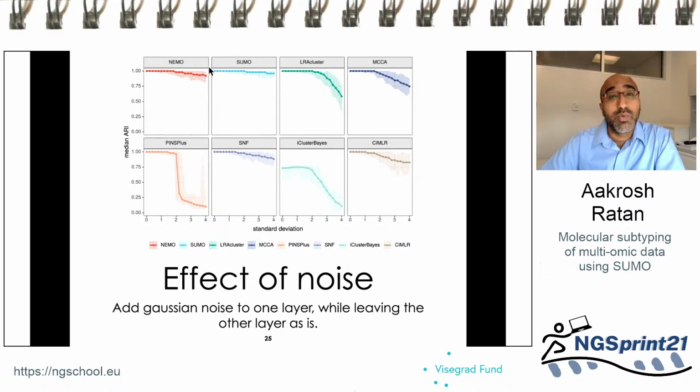In general, we are able to recover the multi-omic clusters. The dots represent the median performance, and the error ribbon represents the minimum and the maximum values, because we repeated this experiment about 10 times, if I remember correctly. So SUMO tends to do well in this simulated data set.